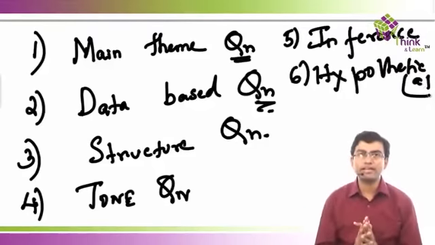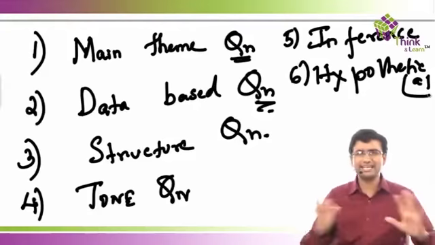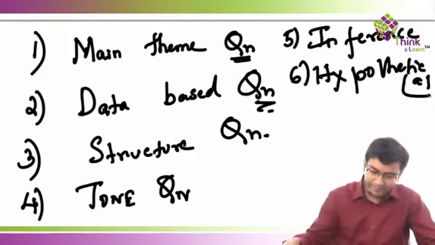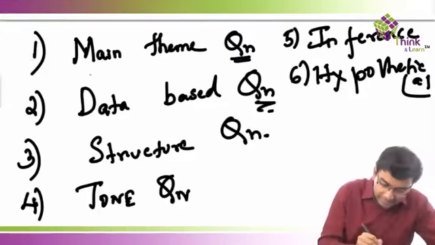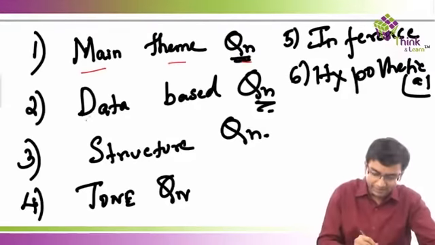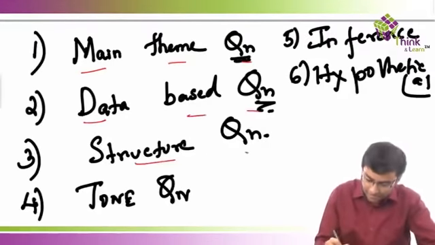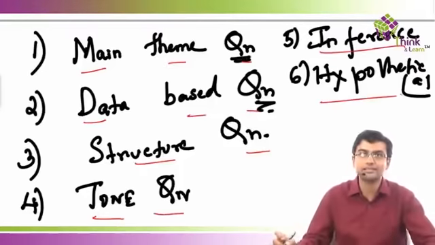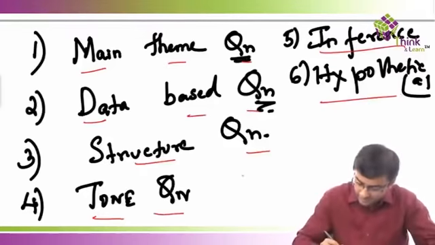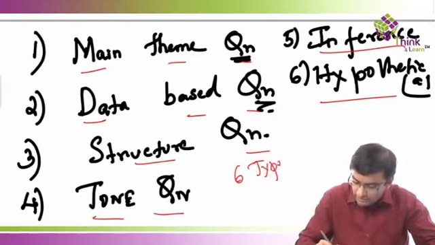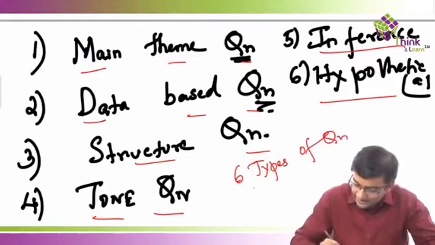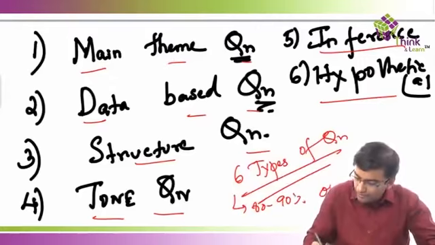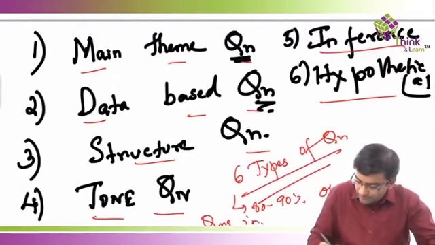These are the 6 important types of questions in RCs. You just have to remember 6 categories, that's it. The first is main theme question, second is database question, third is structure question, fourth is tone question, fifth is inference, sixth is hypothetical question. These 6 types of questions will cater to 80 to 90% of your questions in RCs.